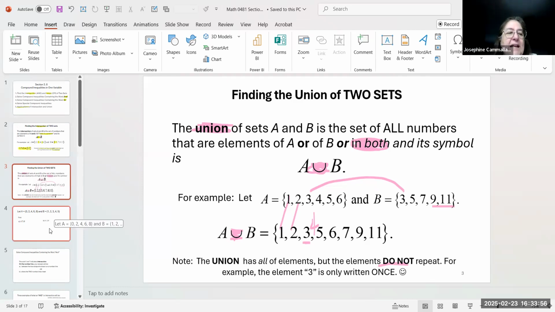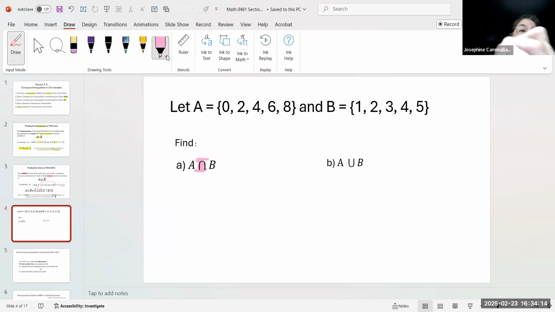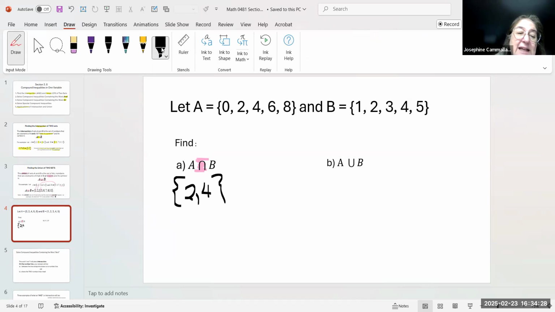Okay? Now, we're going to try this on our own. This is all you're getting. You've got to know what the symbols mean. This is saying intersection. What do the two sets above have in common? Well, they have a 2 and they have a 4. That's all that's there. What's in common?